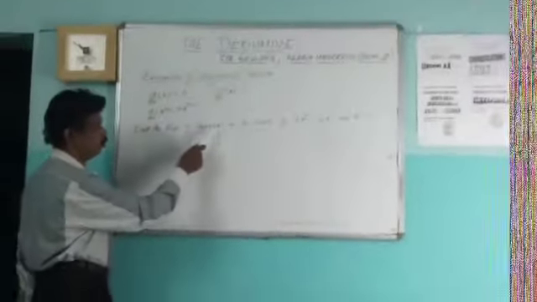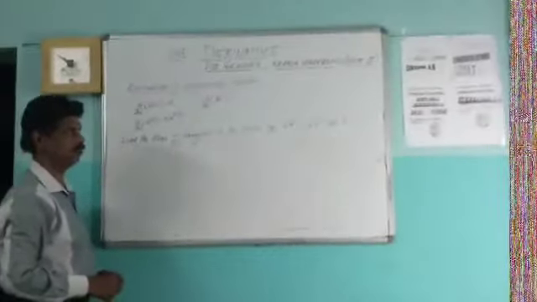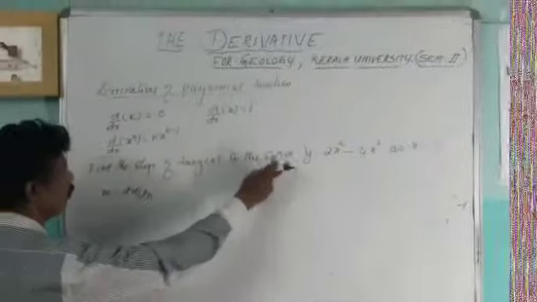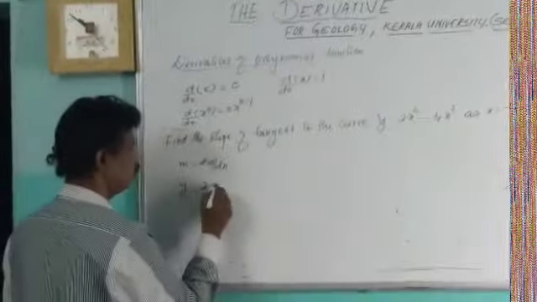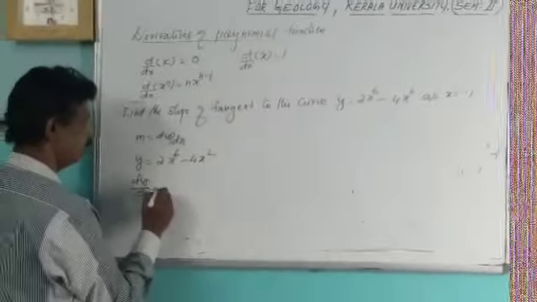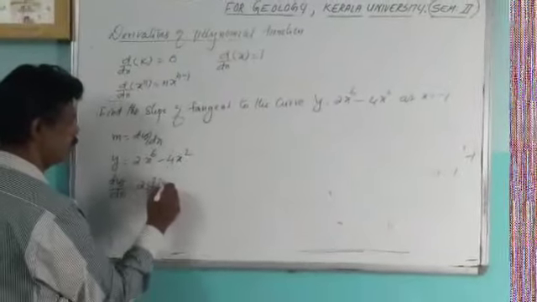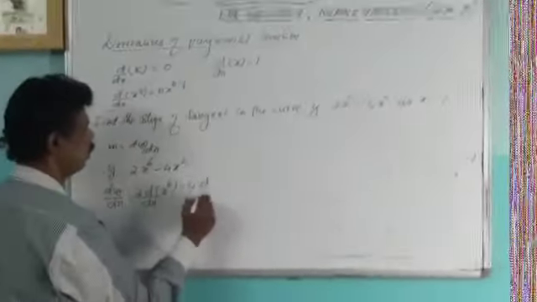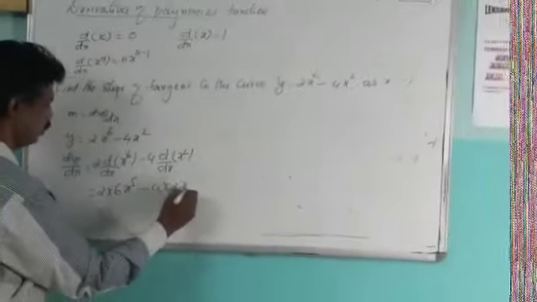Find the slope of the tangent to the curve y equal to 2x raised to 6 minus 4x square at x equal to minus 1. Slope means m equal to dy by dx. We have to find the slope of this curve, y equal to 2x raised to 6 minus 4x square. Therefore, dy by dx equal to 2 into the derivative of x raised to 6 minus 4 into d by dx of x square. That is 2 into 6x raised to 5 minus 4 into 2x, that is 12x raised to 5 minus 8x.